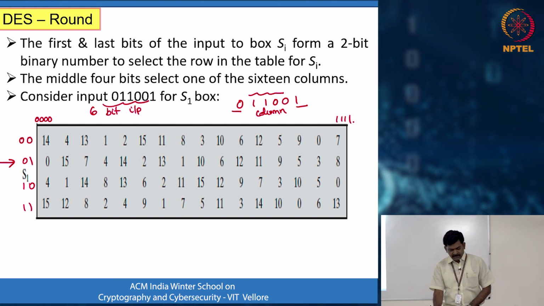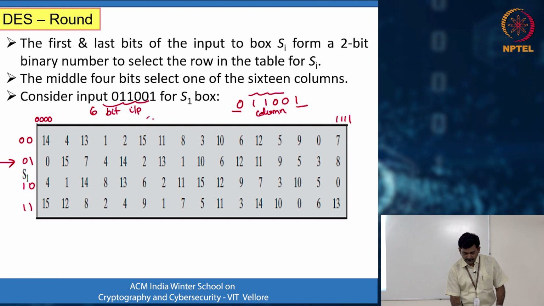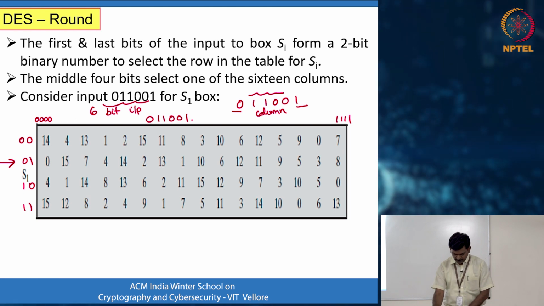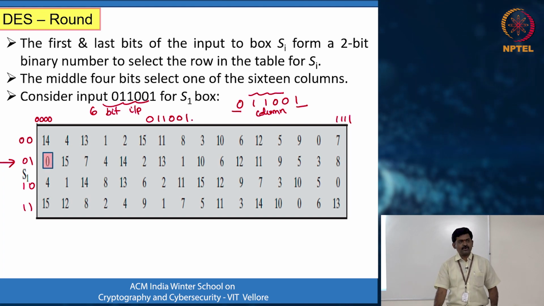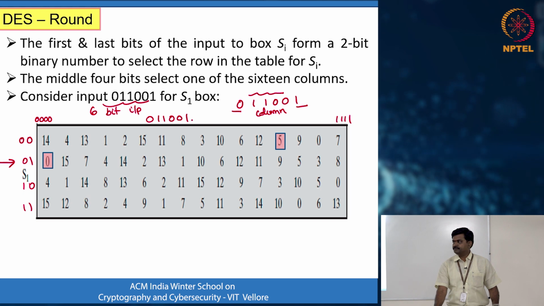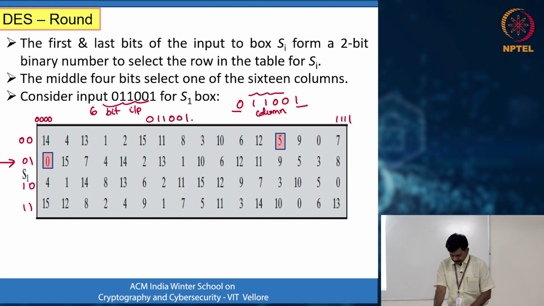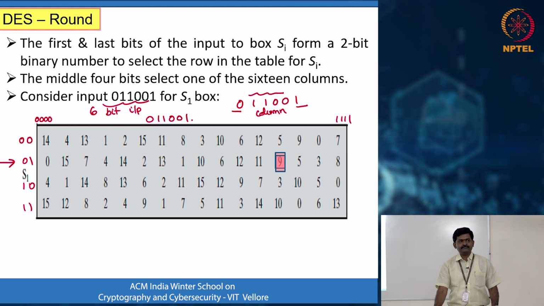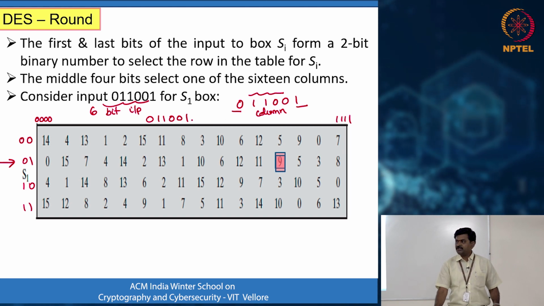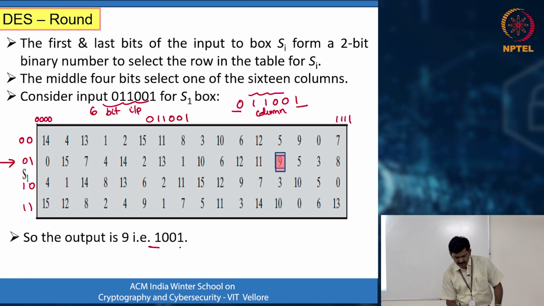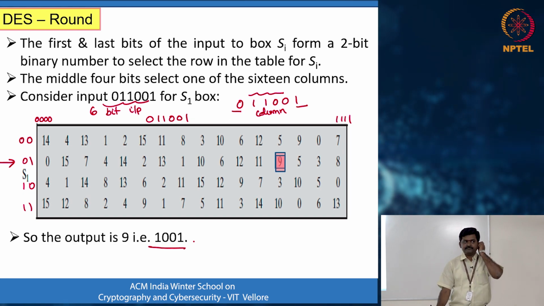So for 0, 1, 1, 0, 0, 1, this is your row and this is your column. What is the output? The output is 9. The binary equivalent of that is the output. What is the binary equivalent? It's 1001, right?